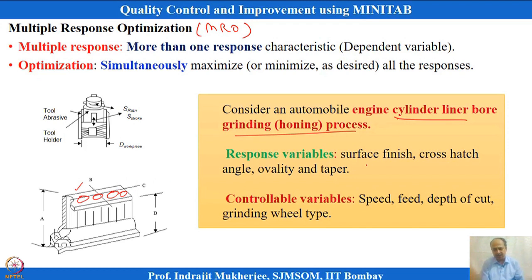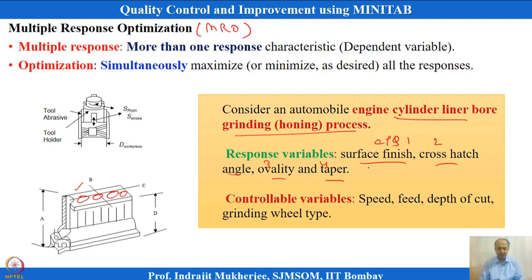And generally, the characteristics or CTQs they observe here are surface finish, whether it is okay or not; maybe cross hatch angle is another important characteristic; ovality of the bore is also observed, and taper of the bore can also be one of the characteristics. So there are a number of characteristics here: 1, 2, 3 and 4 that you are seeing. There are 4 characteristics, and simultaneously they should adhere to the specification.